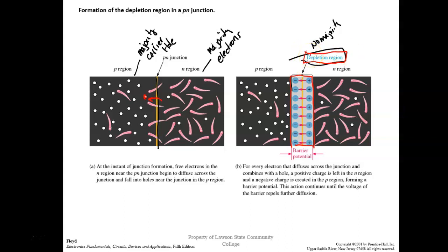Because there's no majority carriers within the depletion region. So how do we know what we have? Depletion region and N junction? It's not, it's in between, it's at the junction. The depletion region is at the junction.